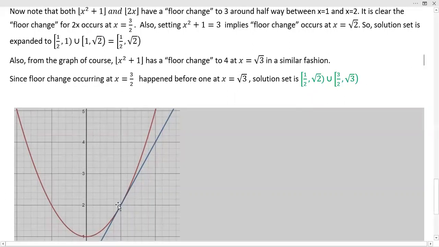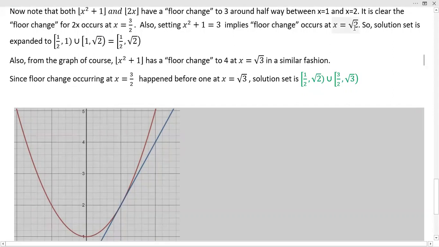All right, now you can see right here, it's all about what happens when you cross horizontal lines, because that's what the floor function is interested in, right? So we can see that between 1 and 2, the two graphs cross the horizontal line y equals 3. Now, we don't know what those values are, but we know there's going to be floor changes at both of those values. Now, it's clear that that happens at 3/2 for 2x. Set 2x equal to 3, you get x equals 3/2. Now, in a similar fashion, if you set x squared plus 1 equal to 3, you get the floor change happening at √2.